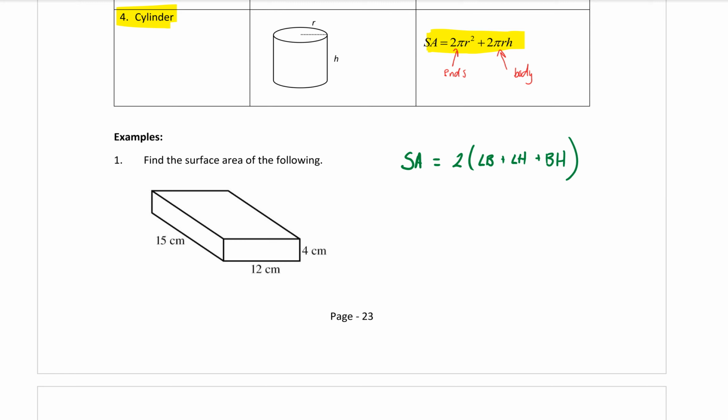So substituting in. You can choose which one's the length, the breadth, and the height. I'm going to go, this one is my length, this one is my breadth, this one is my height. It doesn't matter if you do them in a different order though. So 2 lots of length is 15 and the breadth is 12, plus the length is 15 times the height, which is 4.